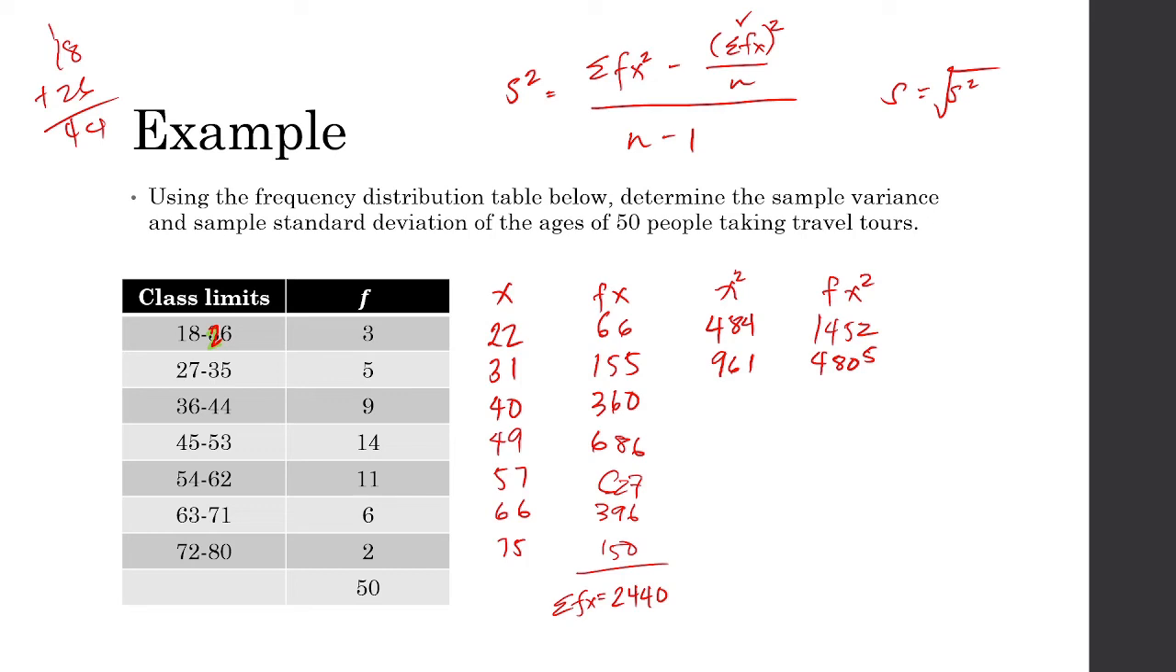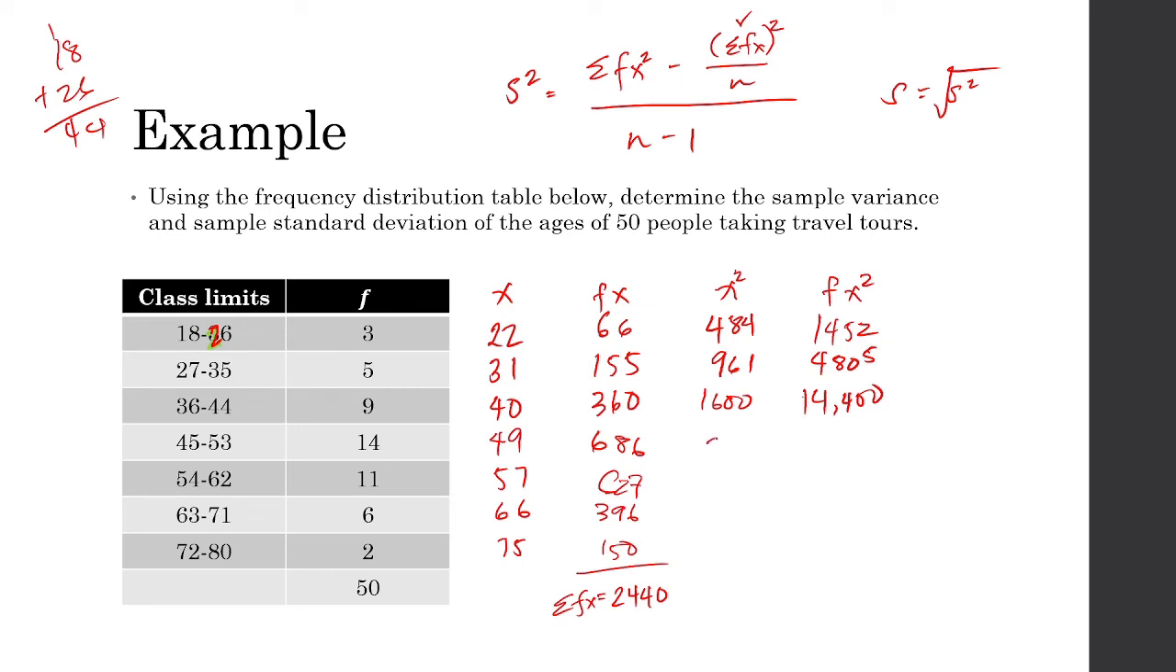Then same for 40. So we have there 40 square is 1,600. And we just need to multiply it by 9. So we will have there 14,400.